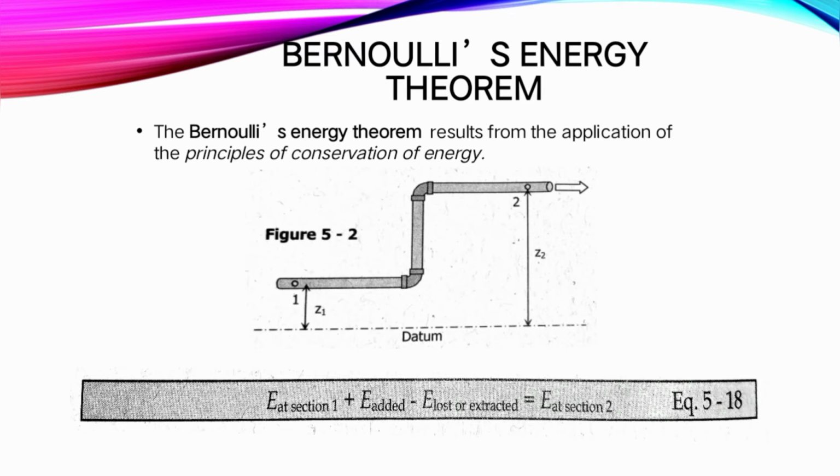Bernoulli's energy theorem. The Bernoulli's energy theorem results from the application of the principle of conservation of energy. This equation may be summarized as follows: total head at section 1 plus total head added minus total head lost or extracted equals total head at section 2. This formula is derived from the given figure above.